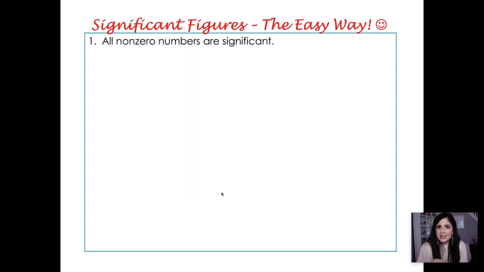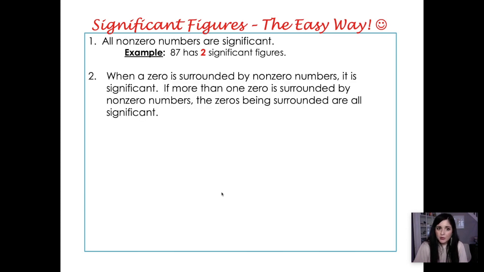Any number that's not a zero is considered significant. So 1, 2, 3, 4, 5, 6, 7, 8, 9, those numbers are always significant. For example, the number 87 has two significant figures. When a zero is surrounded by non-zero numbers, it is significant. When a zero is trapped or sandwiched, as I usually say. And if multiple zeros are trapped or sandwiched, all of those zeros are significant.